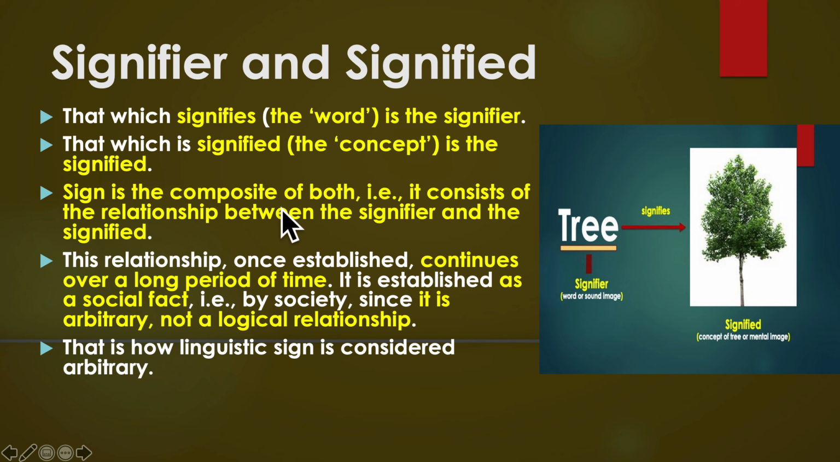Sign is the composite of both. That is, it consists of the relationship between the signifier and the signified. Now, what is sign? Sign is a combination of, an amalgamation of, a composite of both. It has a deep relationship between the signifier and the signified. When I say tree, tree means this object, this mental image, and no other thing should come to your mind. This is sign.